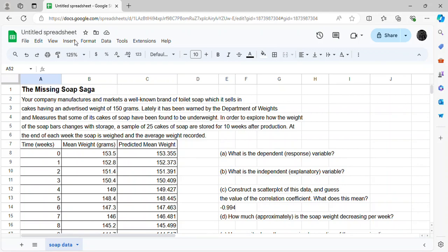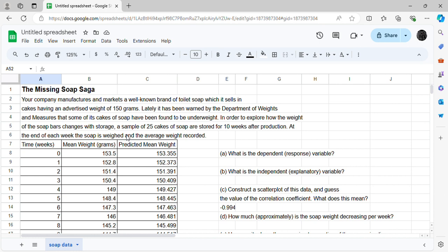In this lab, we will look at the data collected for the missing soap saga. The company manufactures and markets a well-known brand of toilet soap, which it sells in cakes having an advertised weight of 150 grams. Lately, it has been warned by the Department of Weights and Measures that some of its cakes of soap have been found to be underweight.